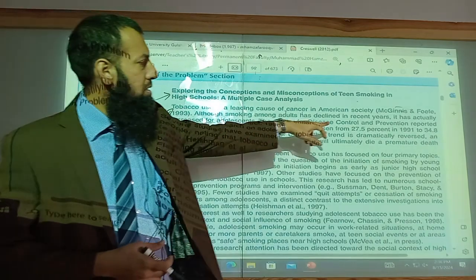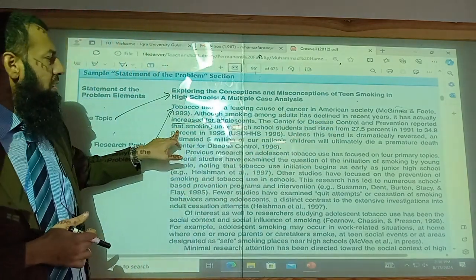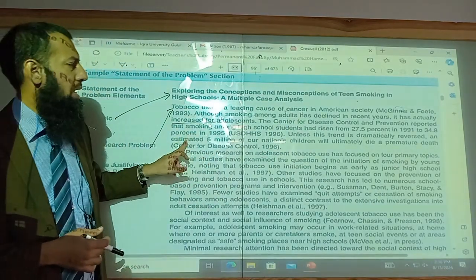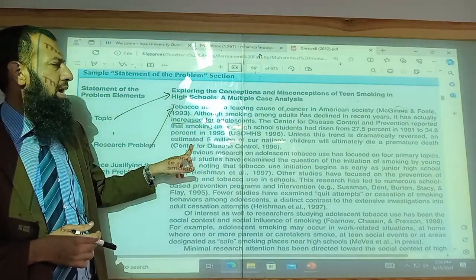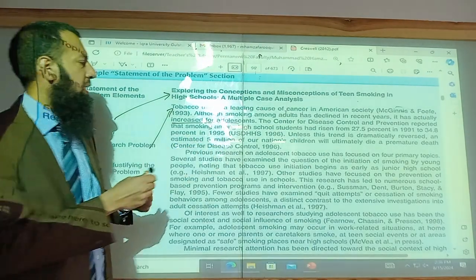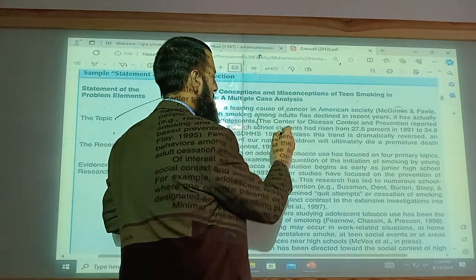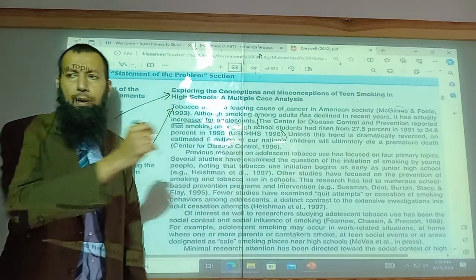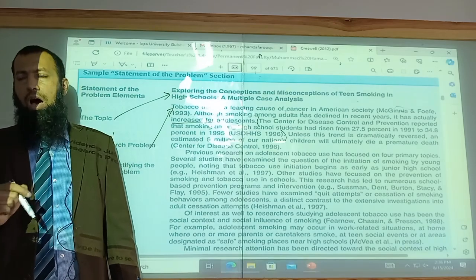The Center for Disease Control and Prevention reported that smoking among high school students has risen from 27.5% in 1991 to 34.8% in 1995. You see, it is complementing. This part is complementing this part. When we talk about the adolescent, it is complementing that. How adolescent?